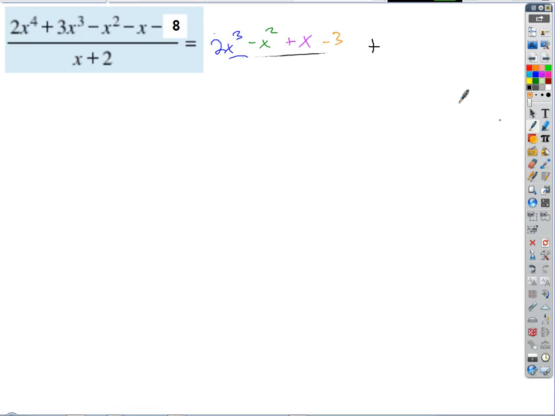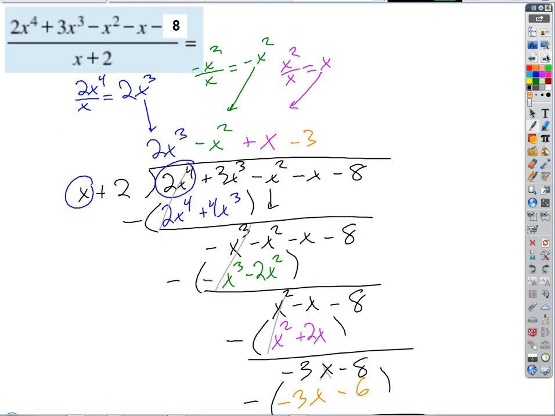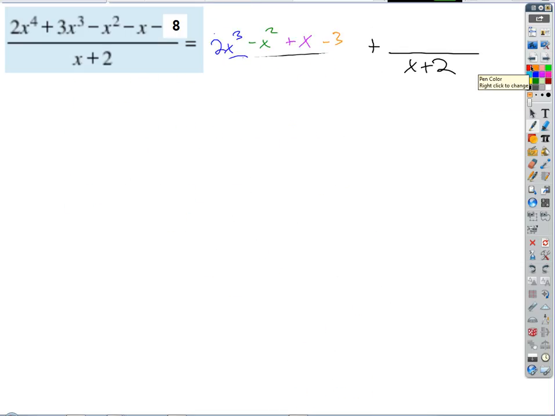Okay, what's the remainder part going to be over? X plus 2, because the remainder is what remains over the denominator always, right? So the x plus 2 is in the bottom. If we go back to this other page, what was the remainder? Well, negative 2. Okay, so that's our answer. This big polynomial divided by x plus 2 gives us that polynomial plus this number plus that fractional remainder, right? Okay.